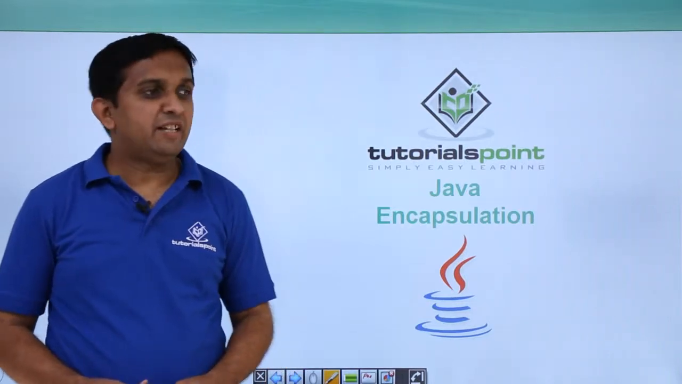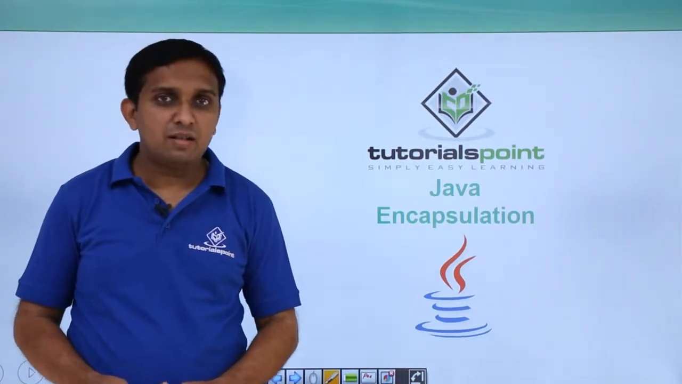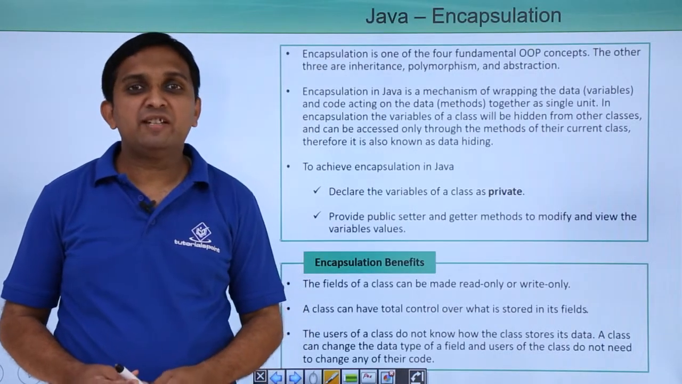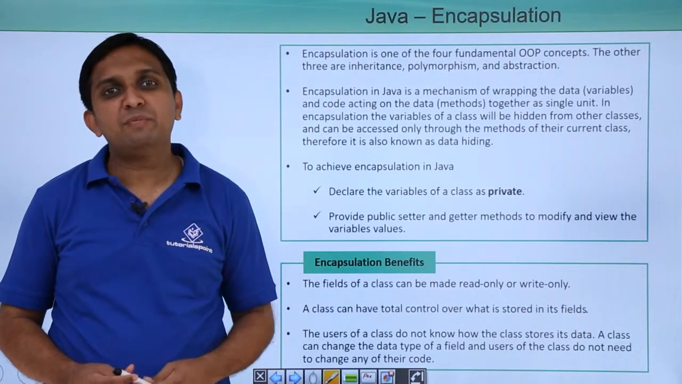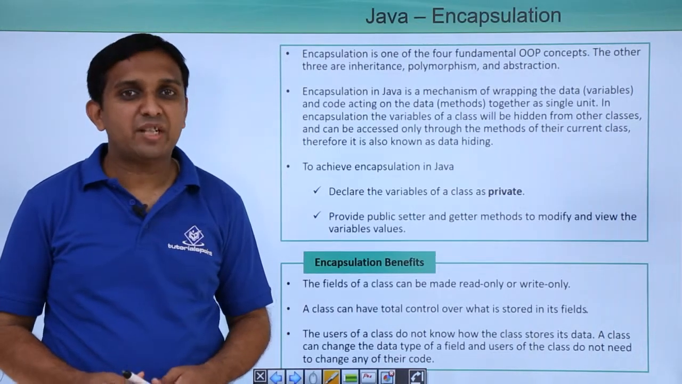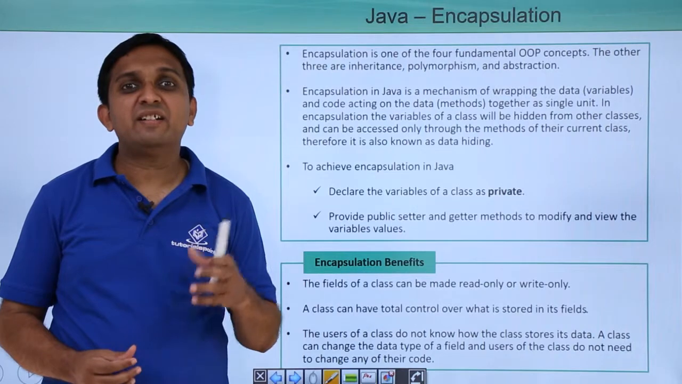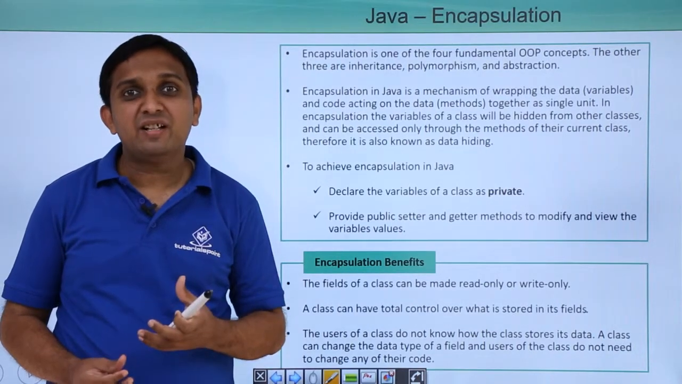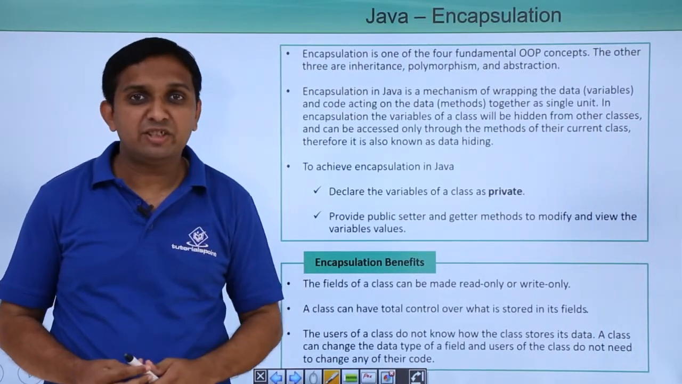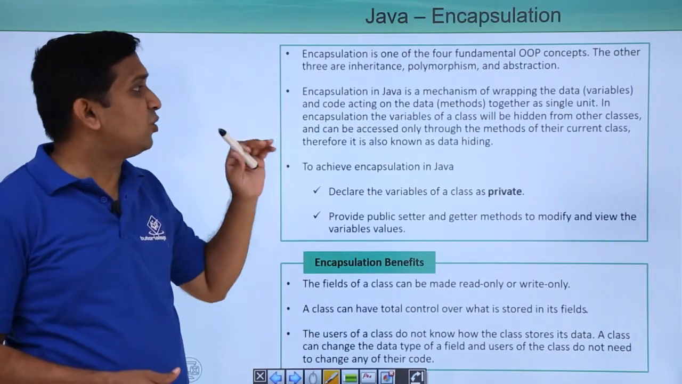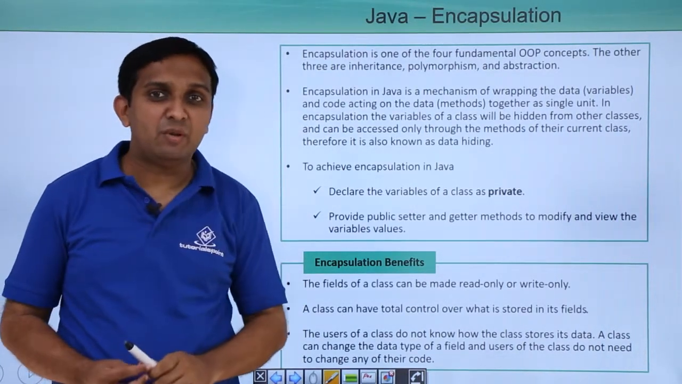Hello guys, we will see encapsulation in Java. Encapsulation is the second major pillar of object-oriented programming structure after abstraction. Now encapsulation means we are binding together data and procedure in a single unit, which is called a class. Encapsulation is also achieved using the private keyword in Java.